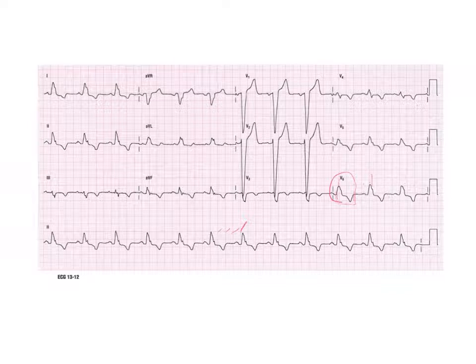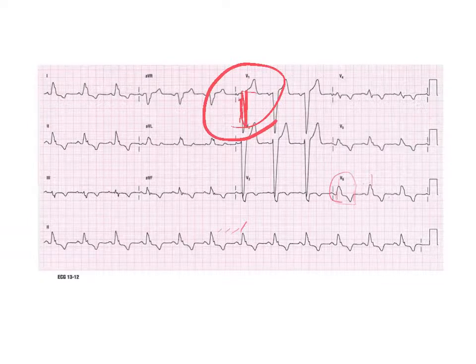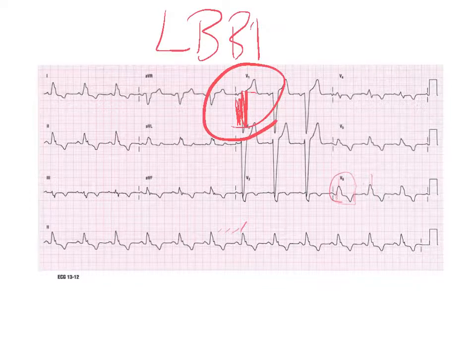B, we have a widened QRS, and in lead V1, we determine if it's left or right. Well, it's from the J point backwards is primarily left. So I have a left bundle branch block, and then I need to remember that I have a long QT.